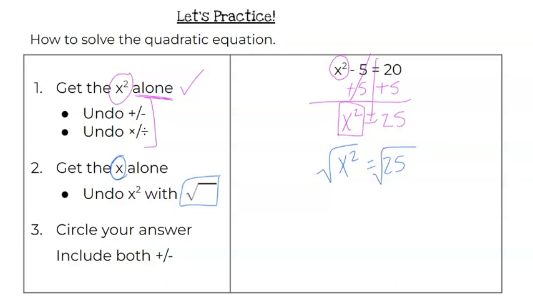Square root of x squared is just going to be x. And then the square root of 25 is going to be 5 and negative 5. We need to make sure we add that negative 5 because there's always going to be 2 answers whenever we solve a quadratic equation. So we have x equals 5 and negative 5. So that's what this last piece says. Circle your answer. Include both your positive and your negative version.